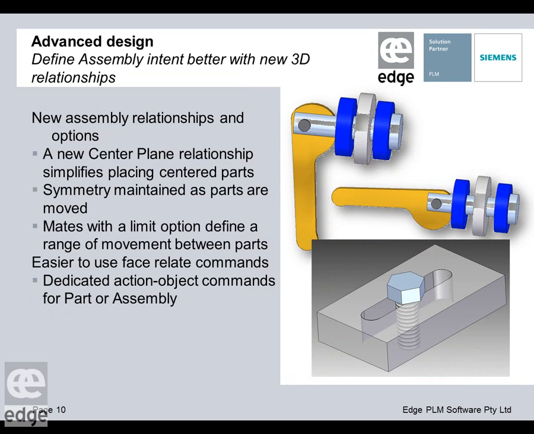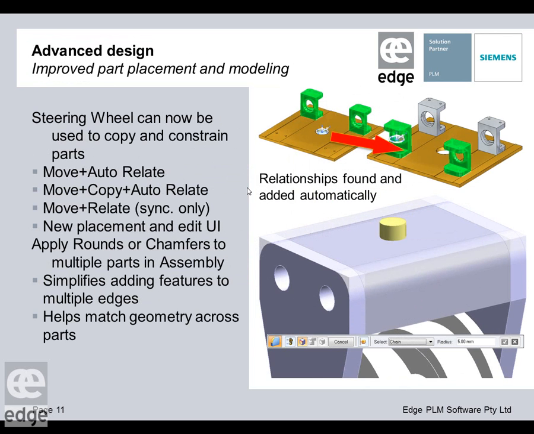In assembly, we've added some new relationships, most noticeably a center plane relationship, and we've done a lot of work in the fasteners area to allow you to place bolts in slots automatically and refine that whole area. We'll see that again in a demonstration. Again, in assemblies, we can now apply rounds and chamfers to multiple parts in an assembly, and we can use the steering wheel to copy and constrain parts. What that means is we can automatically pick up constraints when we copy parts, single parts or groups of parts. There's some quite clever technology in there and a great time saver.